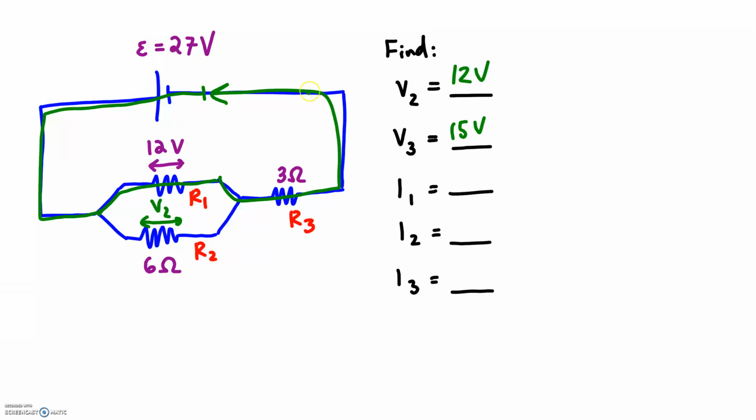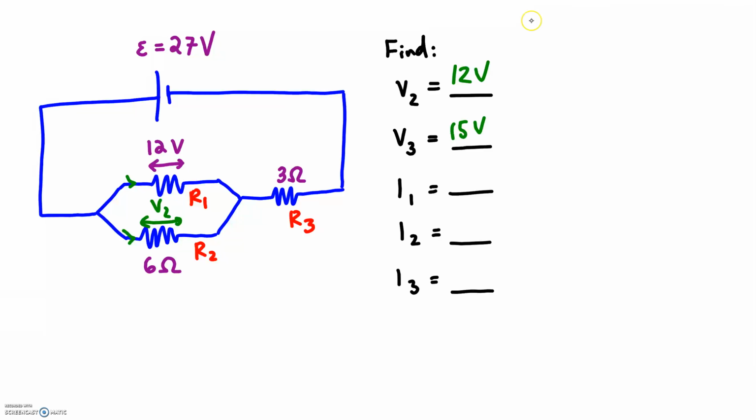Okay. What's next? Well, let's look for the current. Move this all out. I1 and I2 and I3. Well, I1, the current traveling through the first resistor, and I2.